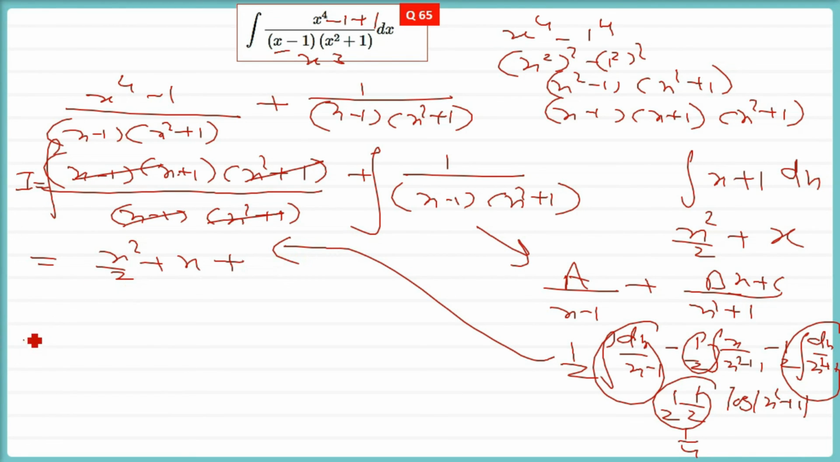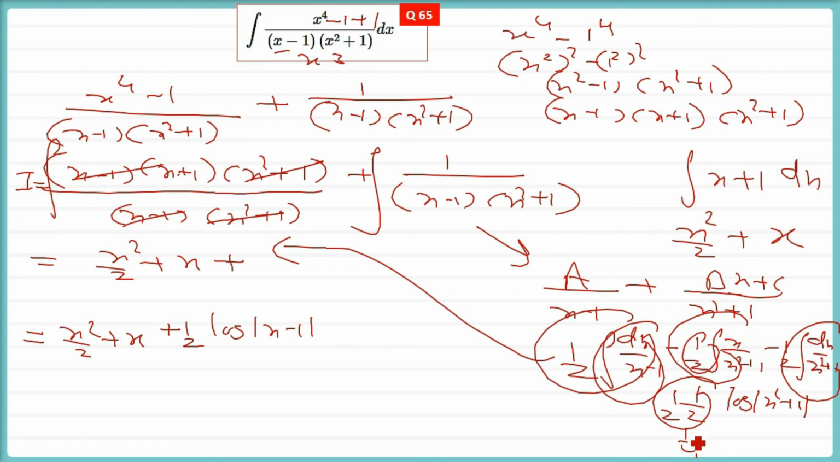So let me write the final answer just for your reference, because the first one will be log, the third one will be 1 by a tan inverse x by a, and the middle one I just showed you. So I'm writing all of this: x square by 2 plus x plus 1 by 2 log x minus 1, then minus 1 by 4 log x square plus 1, minus 1 by 2 tan inverse x plus c. So this is your final result.